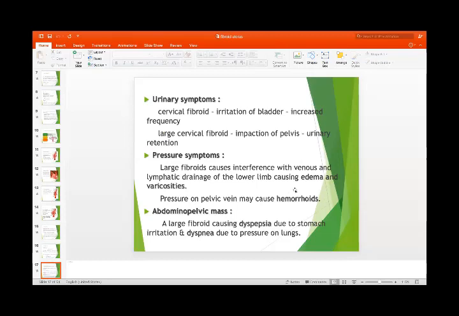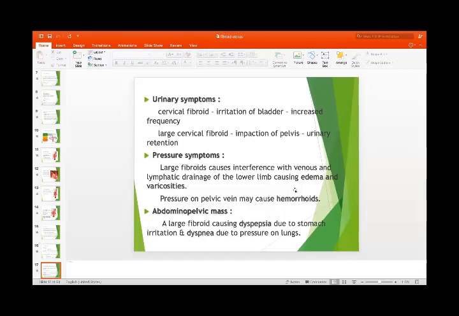Urinary symptoms are due to the pressure symptoms. Cervical fibroids cause irritation of the bladder, increased frequency of urine. Larger cervical fibroids, they get impacted in the pelvis, and they cause urinary retention. So there are two types of urinary symptoms. Either there is increased urinary frequency due to the irritation of the bladder, or if there are larger cervical fibroids, they may cause urinary retention.